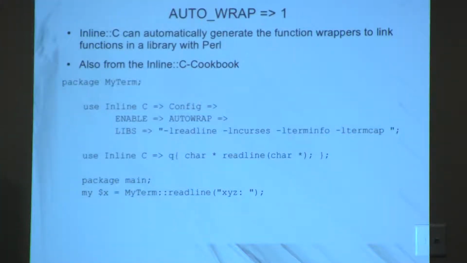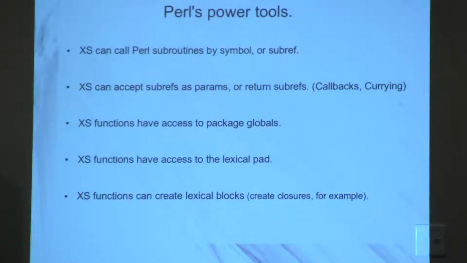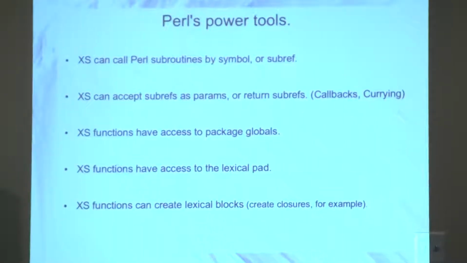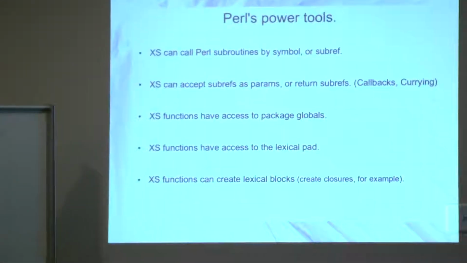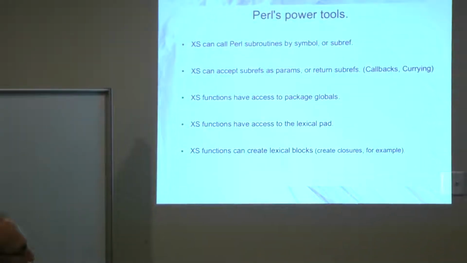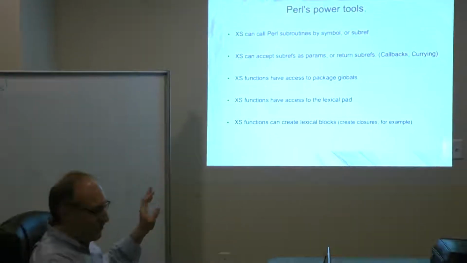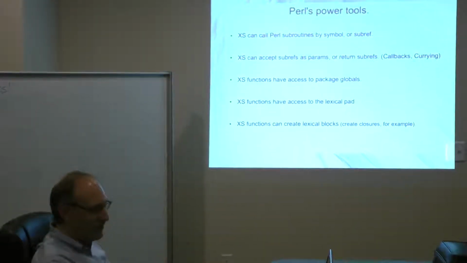So here's an example of using autowrap. I just threw that in there. It can automatically generate the function wrappers to link functions in a library with Perl. Okay, so you can take advantage of a lot of Perl's power tools from within your C functions. You can call Perl code from within your C functions, and so you can execute code refs. You can create lexical Perl blocks in your C functions, so that you can do currying, you can do closures. All of that sort of thing is available from within your C functions by using Perl's tools.